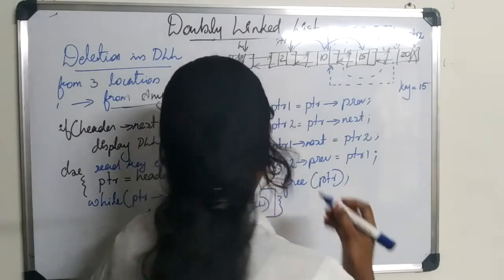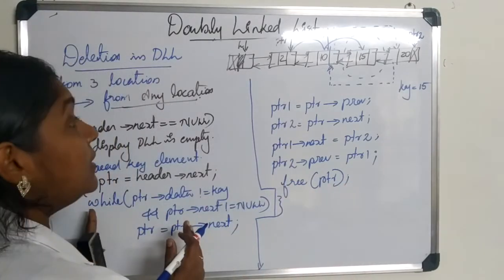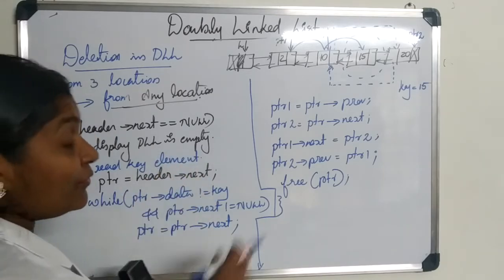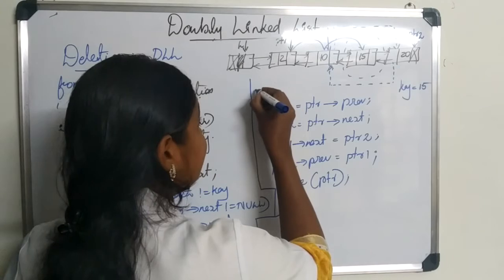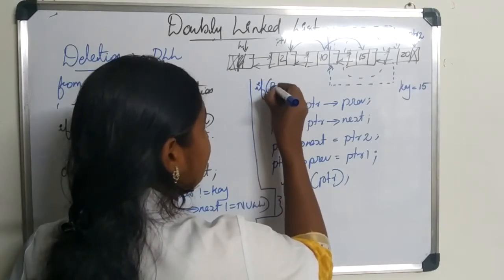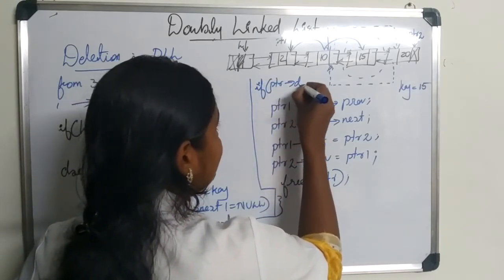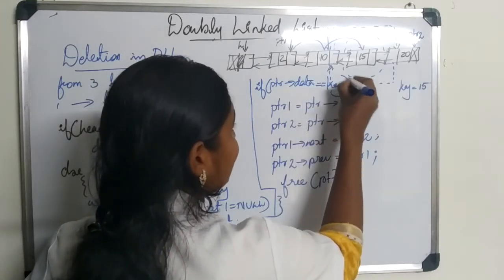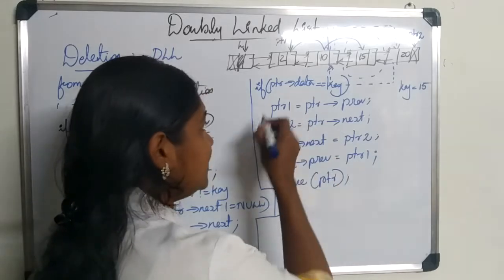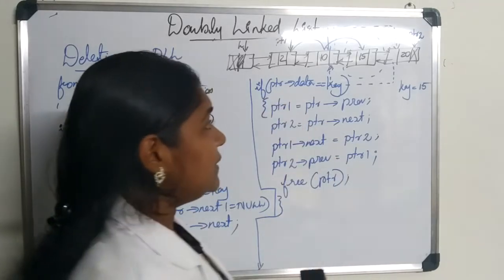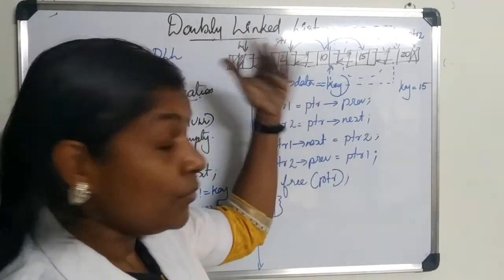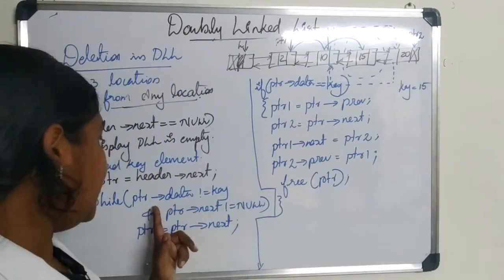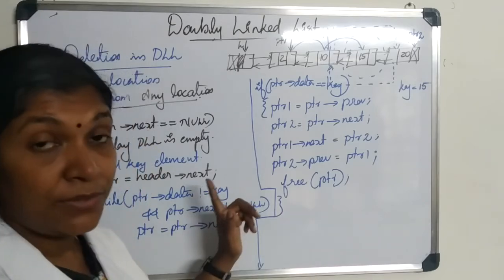Fine. So these are the contents within the loop. Once we are out of the loop, I forgot to mention a condition. We need to check if PTR dot data is equal to key. First we need to confirm how we have come out of the loop. We have provided two conditions: whether PTR dot data is equal to key, and PTR dot next not equal to null.